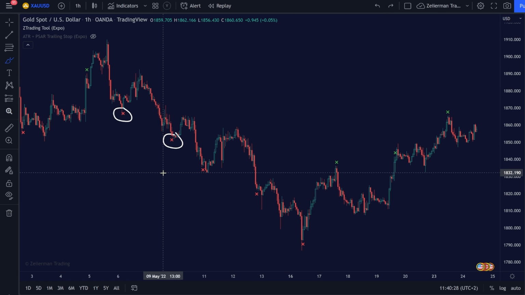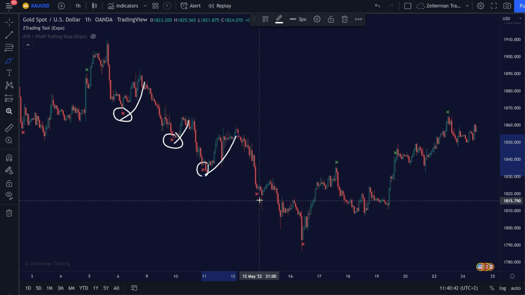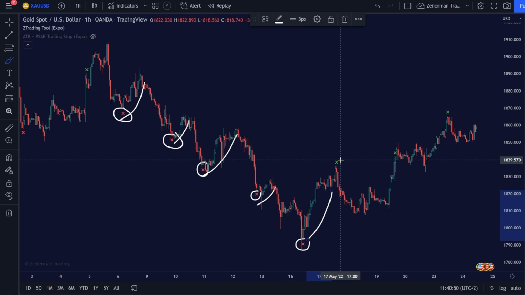However, we can also see that once an exit point is triggered, the market often reverses or reacts in some way, right? We can see an exit point is triggered and boom, the market reacts. Exit point, boom, down it goes.